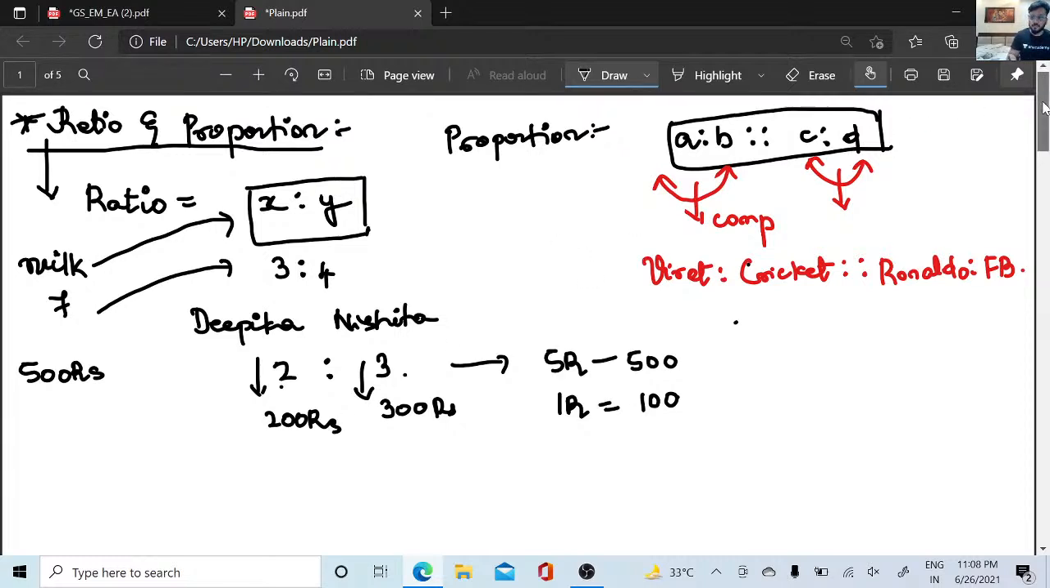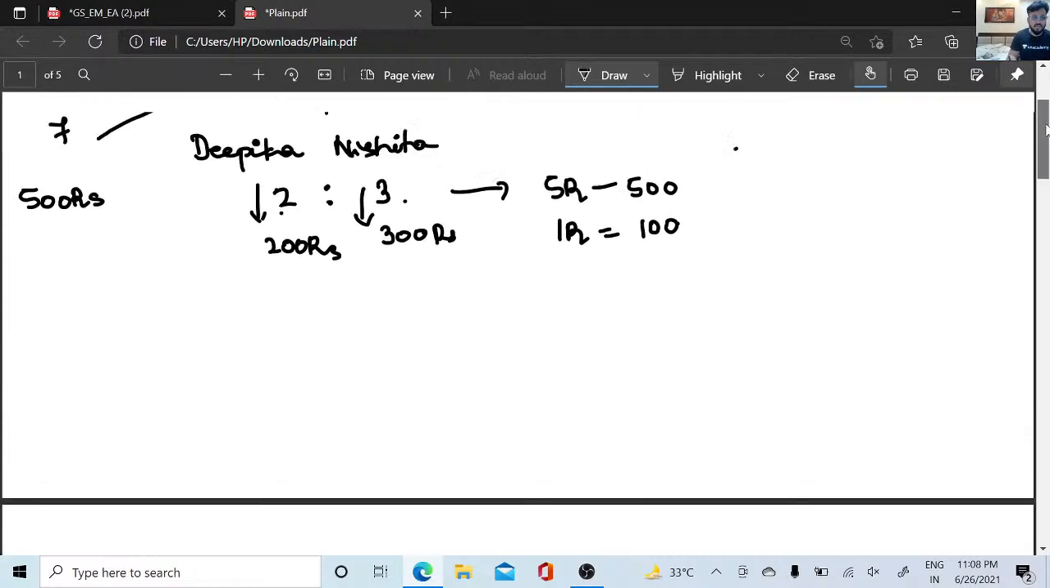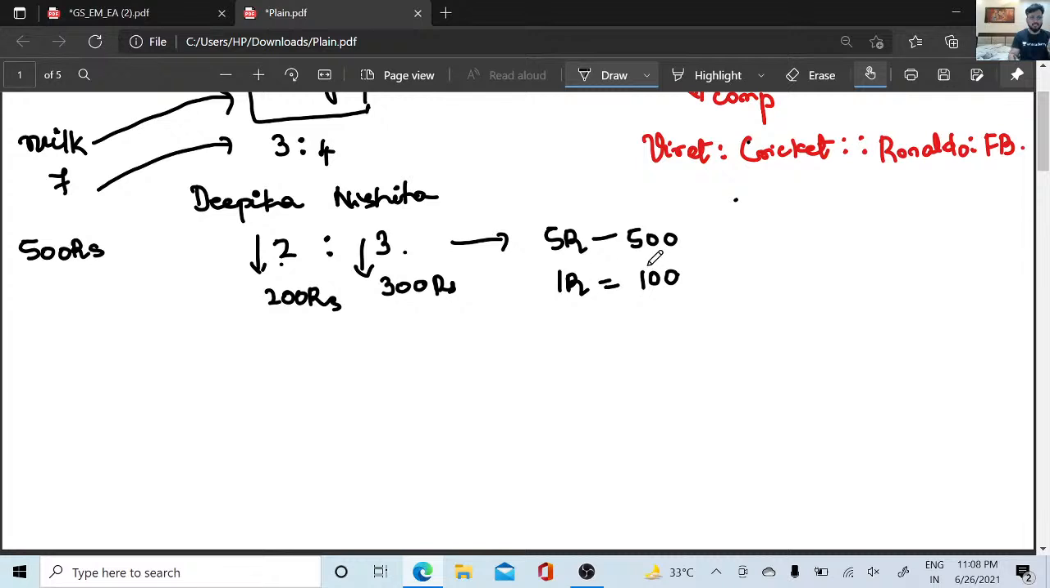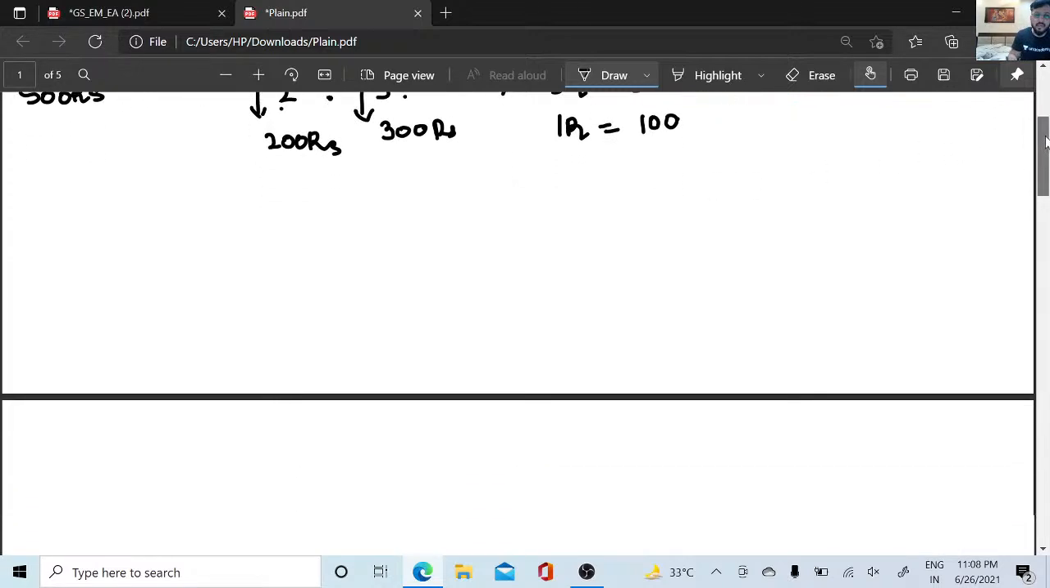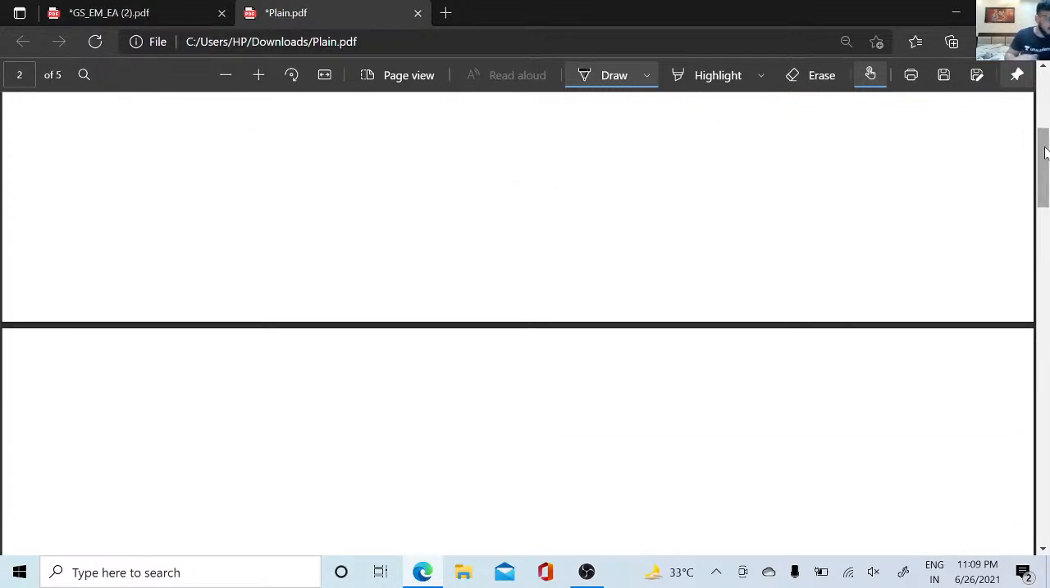Now let us go with ratio. It is very simple. Ratio means nothing but this. Now let us go with the proportion.